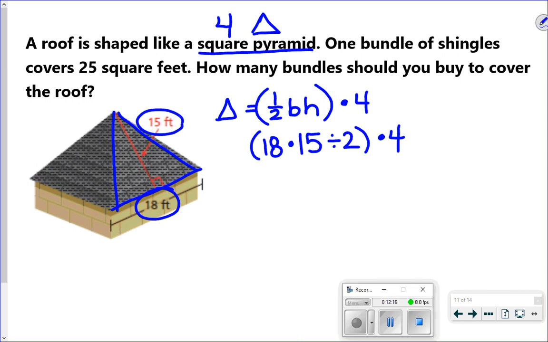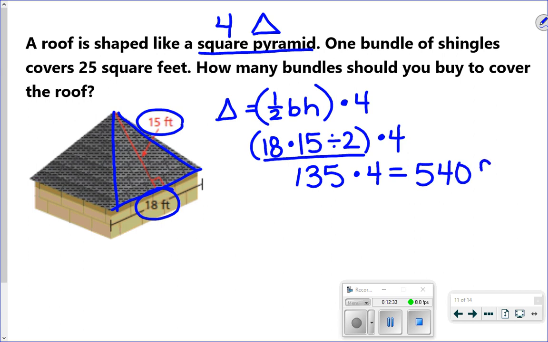All right, so I'm going to start by doing 18 times 15 divided by 2. That gives me 135. And then I'm going to take that times 4. And when I do that, I get 540 feet squared. That's the surface area of my roof. But that's not what they asked me for. They asked me for how many bundles.